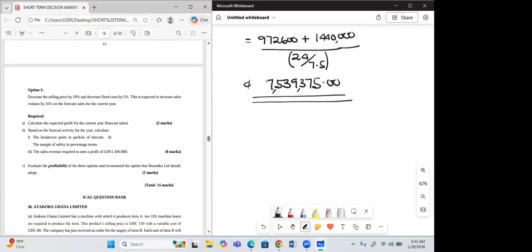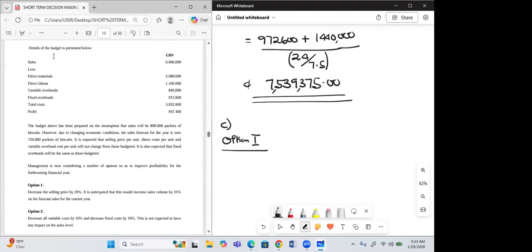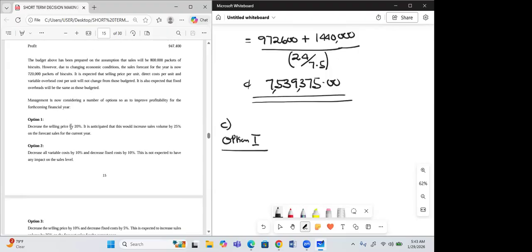What else is it asking for? Evaluate the profitability of the three options. Okay, so let's look at C. Option 1, what did they ask us to do? It says decrease the selling price by 20%. It anticipated that this will increase sales volume by 20%. So in option 1, we are decreasing the selling price by 20%, so that will be 80% of the 7.5. Is that clear? Yes, sir.